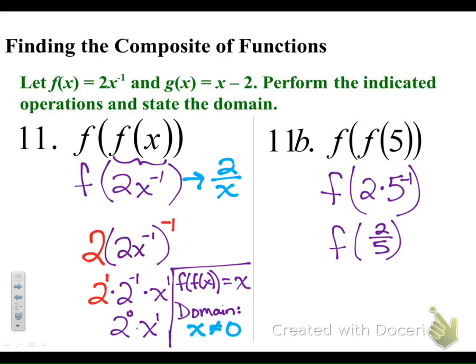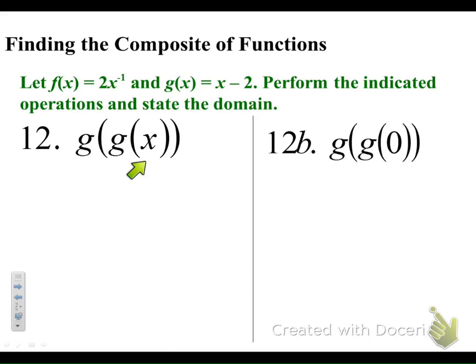Now I'm going to do f's function again. I'm going to take 2/5 and plug it in. I'm going to take 2 times 2/5 to the negative 1 power. If I don't want to have to use my calculator, I can realize, okay, this negative power is going to flip this fraction, so I get 2 times 5/2, and these 2's reduce. 2 divided by 2 reduces to 1, and I'm left with 5.